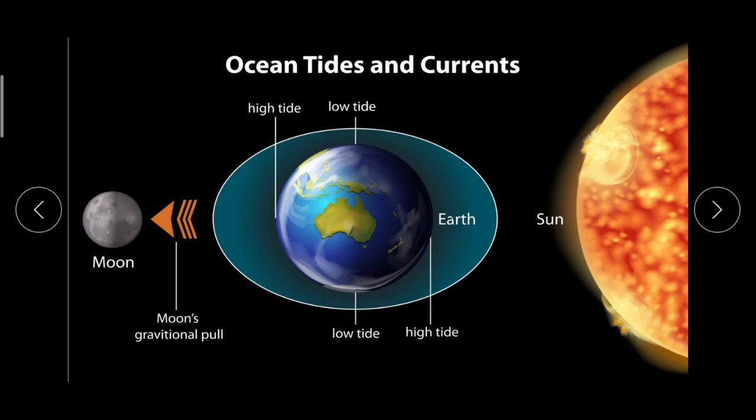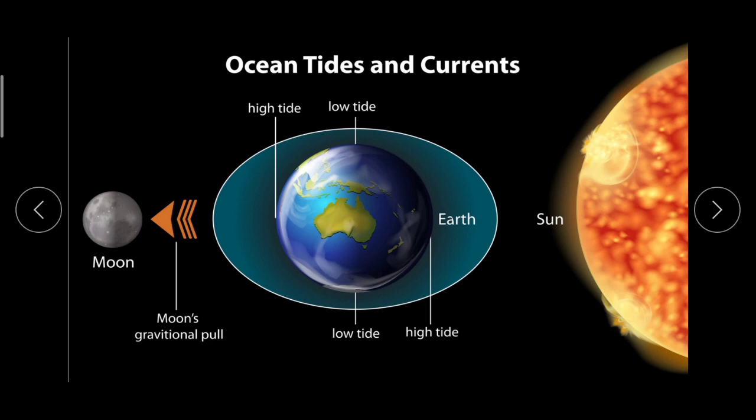Now here, as you can see in the image, occurrence of tides, here the moon you can see, which is closer to the earth than the sun, hence its gravitational force becomes more effective than that of the sun. So tides occur due to the relative positions of the moon, the sun and the earth. The position of the moon, the position of the sun and the position of the earth.